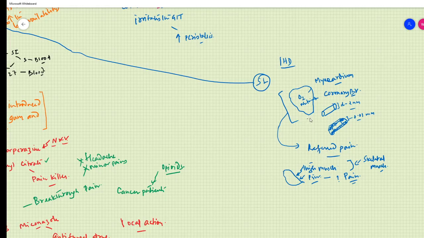The problem is in the heart, and you might have the pain. Where do you have the pain? You might have the pain on your shoulder. So the pain from the heart is referred to the shoulder. So it is called a referred pain. These are the symptoms of ischemic heart disease.